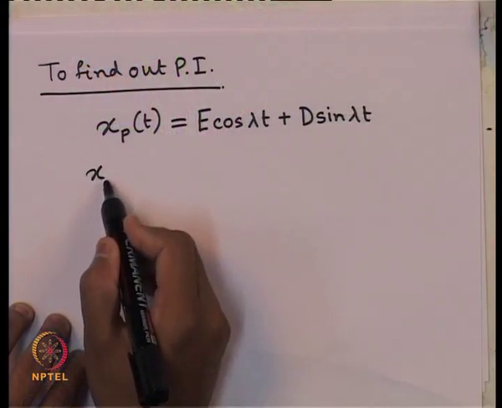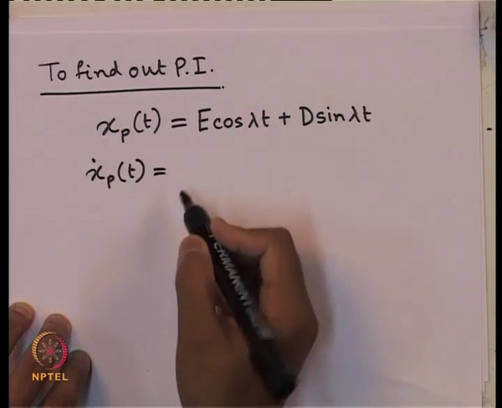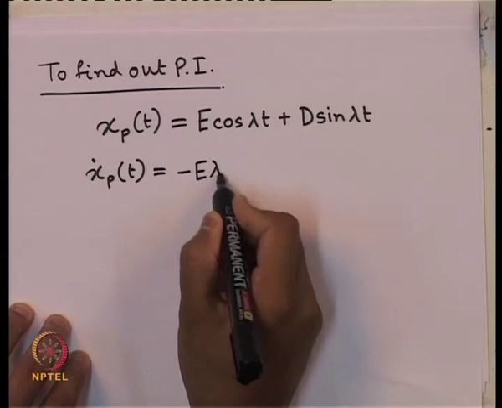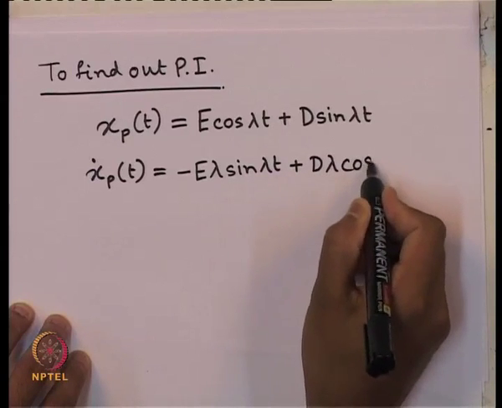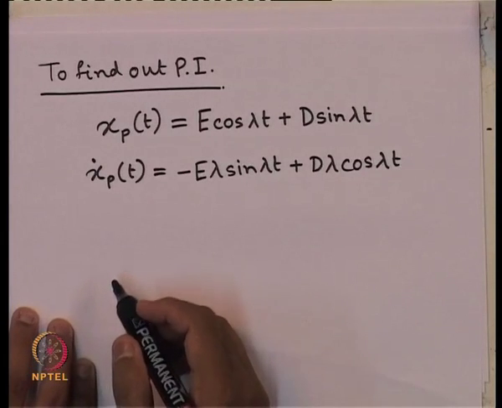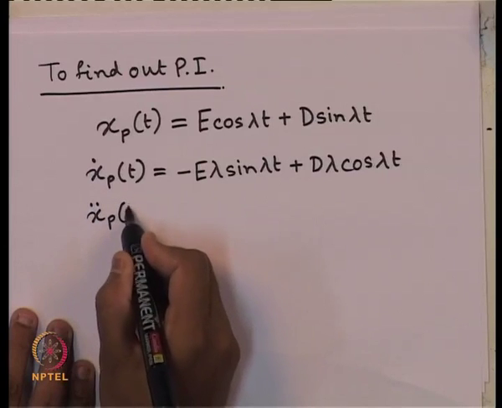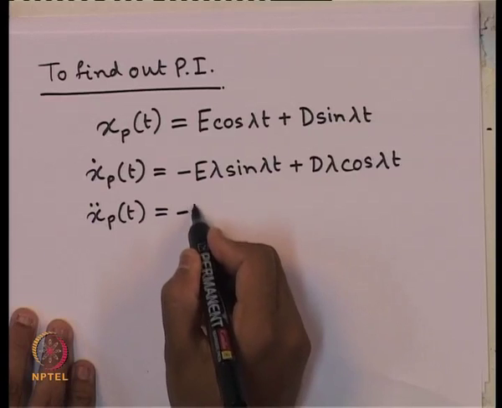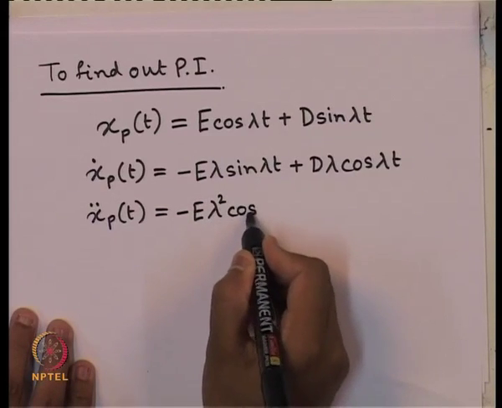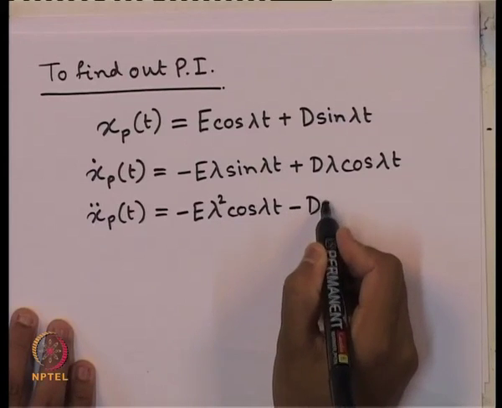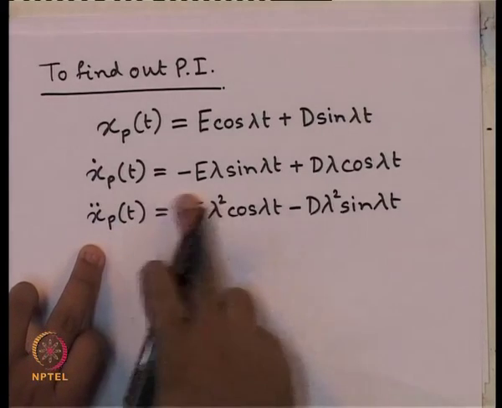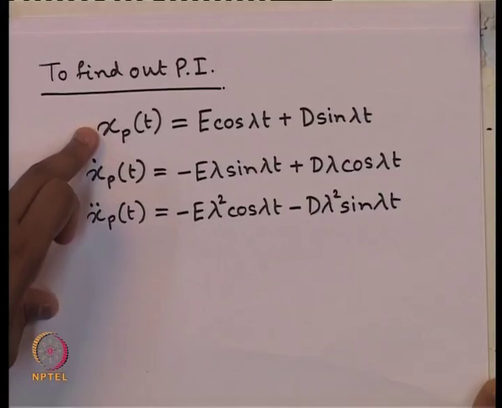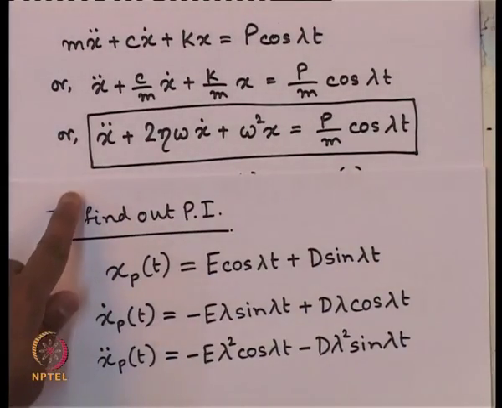So, let us see how it will satisfy this basic differential equation step by step. If I differentiate this with respect to t, I will get the velocity. So, that will be minus e lambda sine of lambda t plus d lambda cosine of lambda t, that is the velocity of the particular integral part. What is the acceleration? Again let us differentiate the velocity with respect to time. We will get minus e lambda square cosine of lambda t minus d lambda square sine of lambda t.